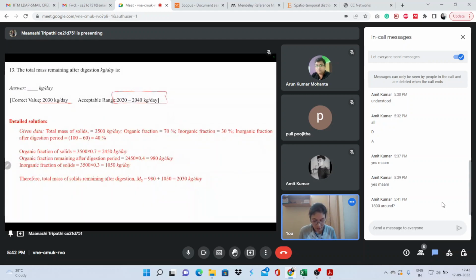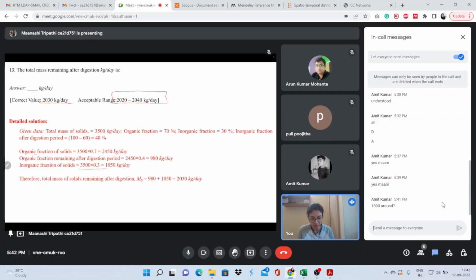So the organic fraction of solid, because only the organic fraction will be digested. That is why we are talking about the organic fraction. 2450 kg per day. Organic fraction remaining after digestion, 40% is remaining, 980. Inorganic fraction of solid, this much.